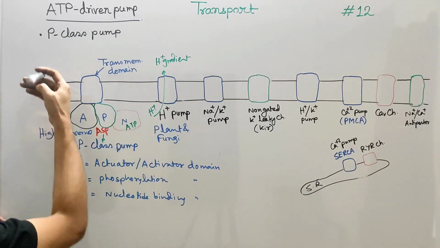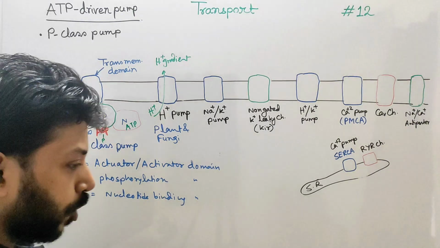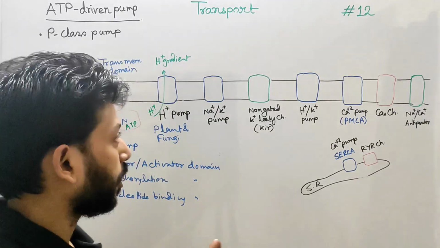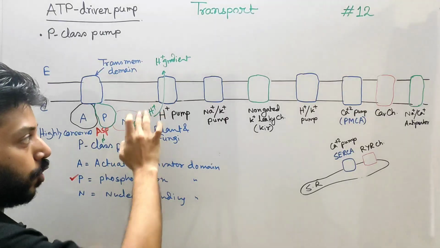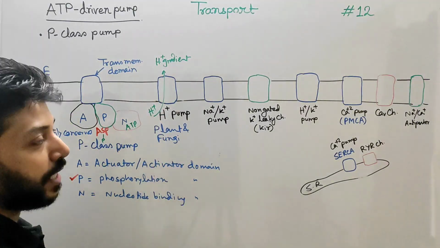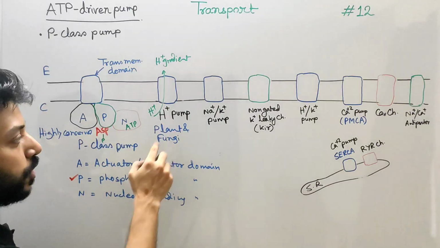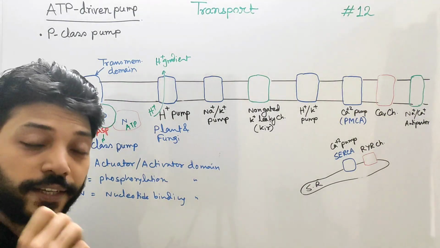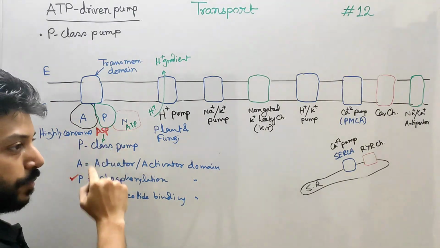Suppose this is the exterior of the cell, and this is the cytosol. So there will be a high concentration gradient of hydrogen ions between the exterior and the cytosol. So this pump generates the hydrogen or proton gradient. It's found in plants and fungi. Here the H plus pumps, ATP breakdown occurs and phosphorylation of aspartic acid occurs.